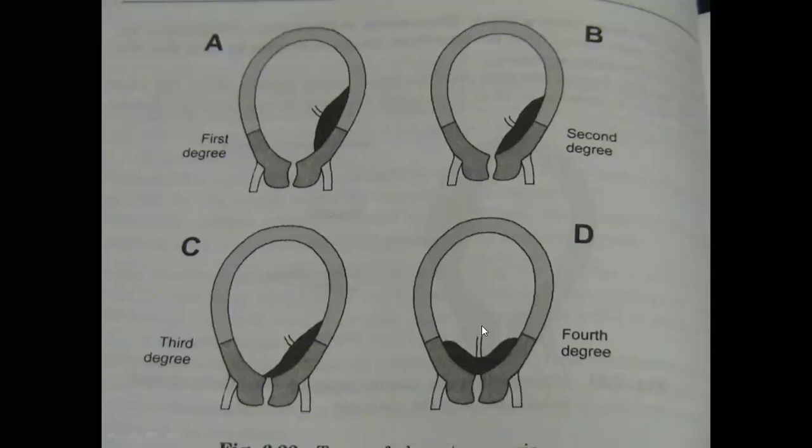And in the fourth degree, the placenta completely occludes the internal os, even during parturition. We call it the fourth degree of placenta previa. So this is about placenta previa. This is the applied anatomy of the placenta.